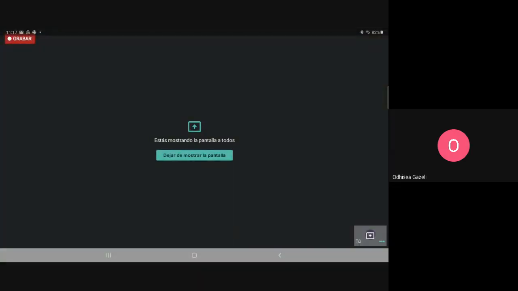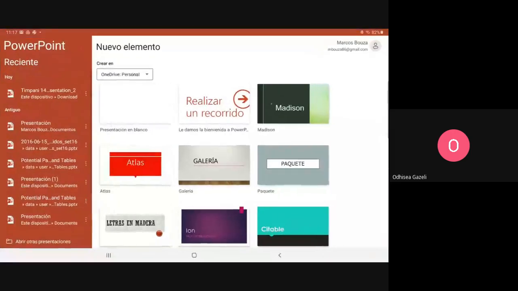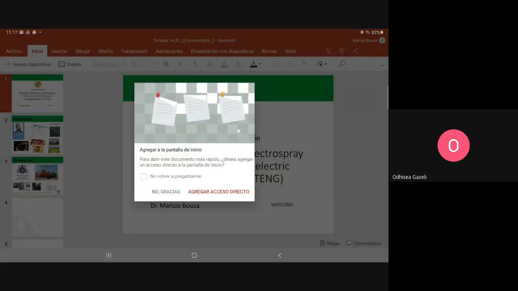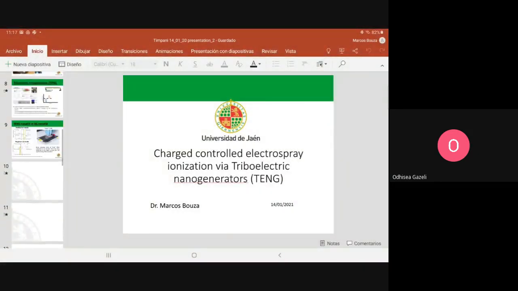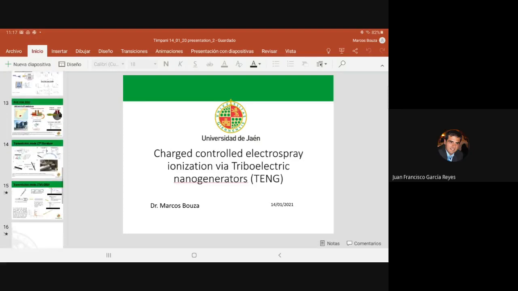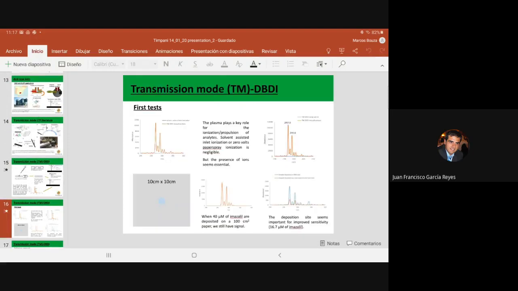Marco, congratulations for the great presentation. I have 2 questions, and if you can go back to the slides with the signals from the Imazalil. Yeah. And in the paper with 10 centimeters by 10 centimeters. Yeah. Let me go back to the presentation. No, don't worry. Yeah, here. Yeah. First question is, why did you choose Imazalil instead of something else?